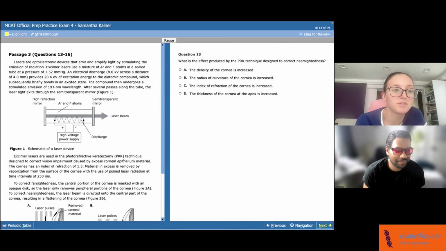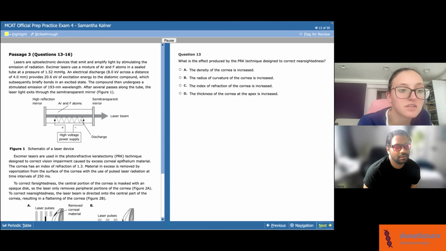Lasers are optoelectronic devices that emit and amplify light by stimulating the emission of radiation. Excimer lasers. Okay, wait, let's. Lasers emit and amplify light.